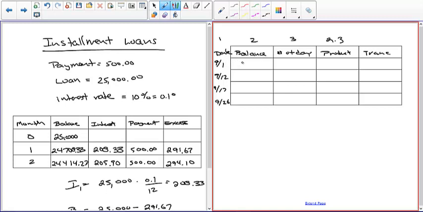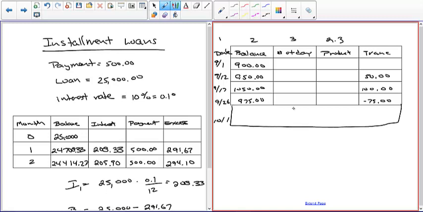Now the number of days, this balance, let's just say, I'm going to make up some numbers here. So let's say the balance is 900, and then it's 950. So that means here I had a transaction of $50, and let's say it's 1,050. So it's another $100 transaction, and then I had $75 where I paid part of the bill. So that would be $975. And then I've got to go to 10-1. So I've got one more entry here.